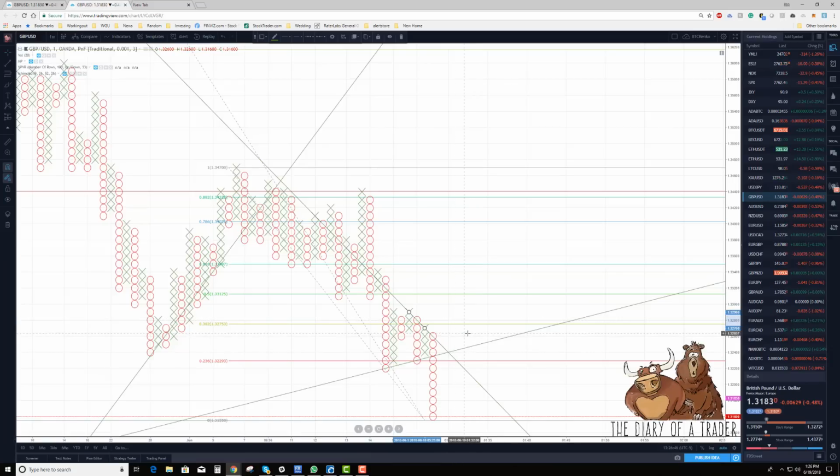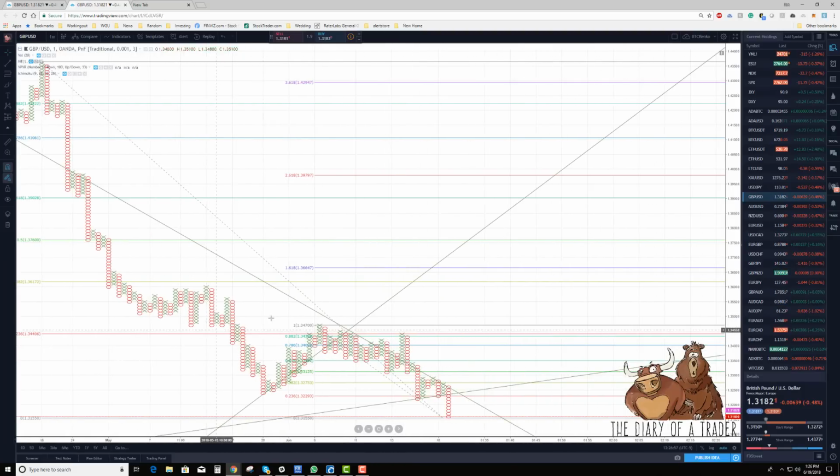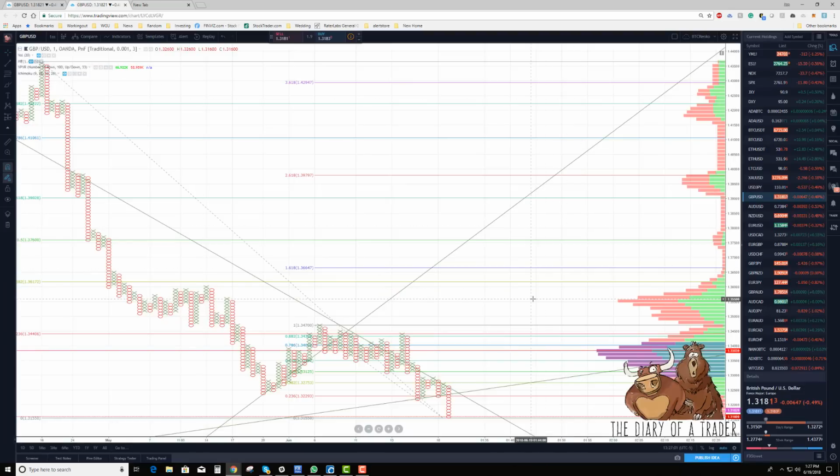So there's a couple of options, but point and figure charts are an old school way of looking at charts. It's been around for quite a long time. It's a very, very effective form of trading. In fact, the volume profile is another tool in our trading toolbox that helps us with trading the point and figure charts.